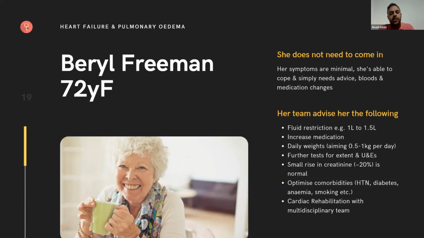And then the next thing we need to do is think about what we can do to stop it getting worse. So not only all those medications that I talked about, but the other things as well. Can we improve the blood pressure, the diabetes, the anemia, stop smoking, and also cardiac rehabilitation with a multidisciplinary team? So exercises and education to try and get Beryl better and more able to manage at home.